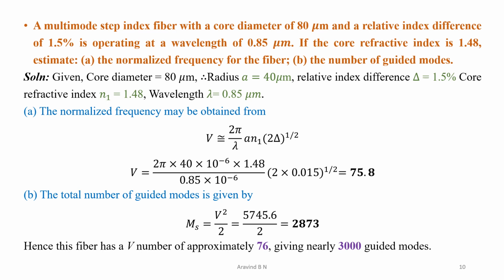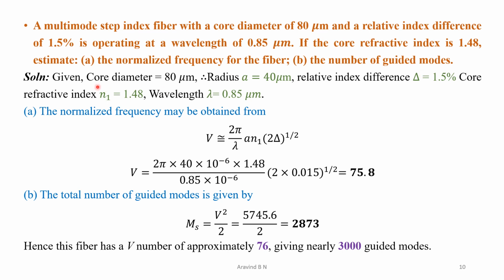Let us go through a problem related to the step index fiber. The problem statement: a multimode step index fiber with a core diameter of 80 micrometer and a relative index difference of 1.5% is operating at a wavelength of 0.85 micrometer. If the core refractive index is 1.48, estimate first one, the normalized frequency for the fiber. Second one, the number of guided modes.